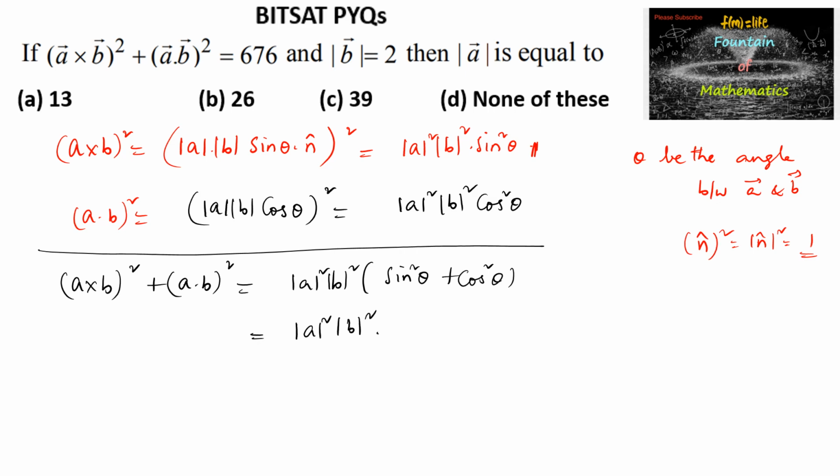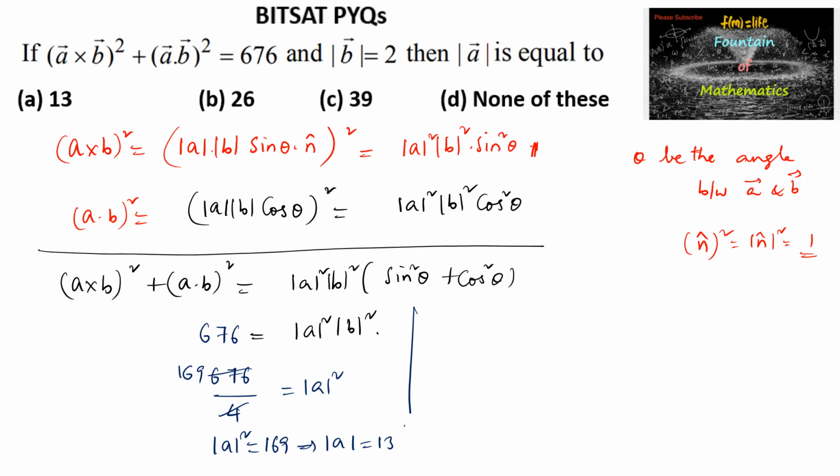And since it is given that |A × B|² + (A · B)² is 676, 676 is equal to |A|² into |B|², or we can write 676 upon |B|². |B| is 2, 2 square is 4, so 676 upon 4 is equal to |A|². 4 ones are 4, and again here 169. So |A|² is equal to 169, which implies |A| is equal to 13. So we can go with option A, 13 is the answer.